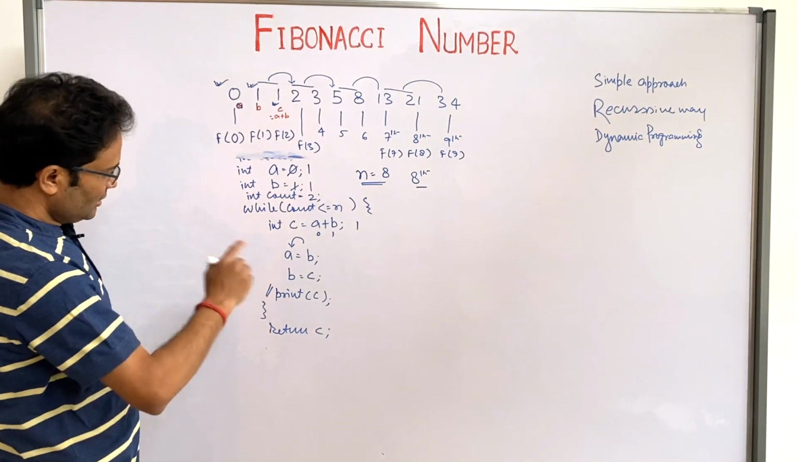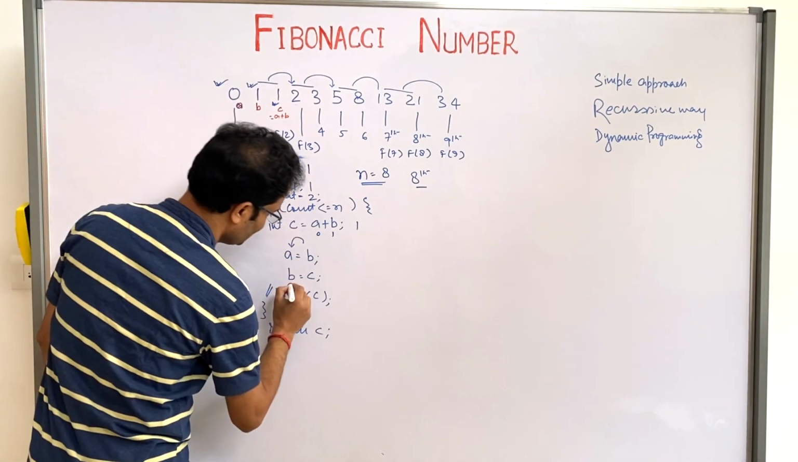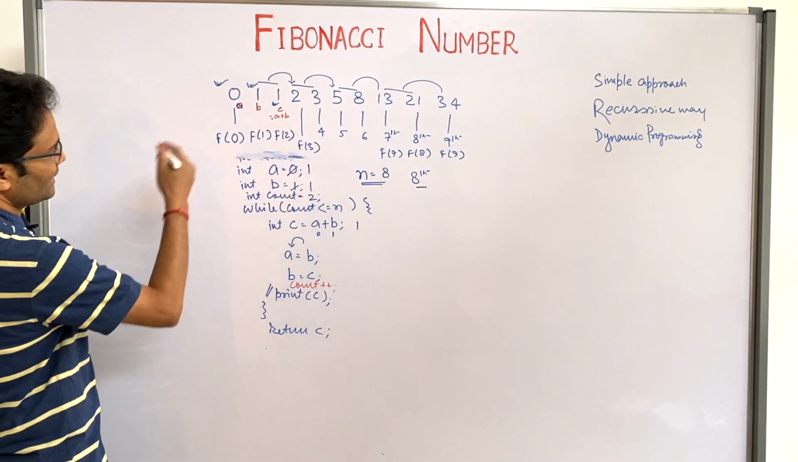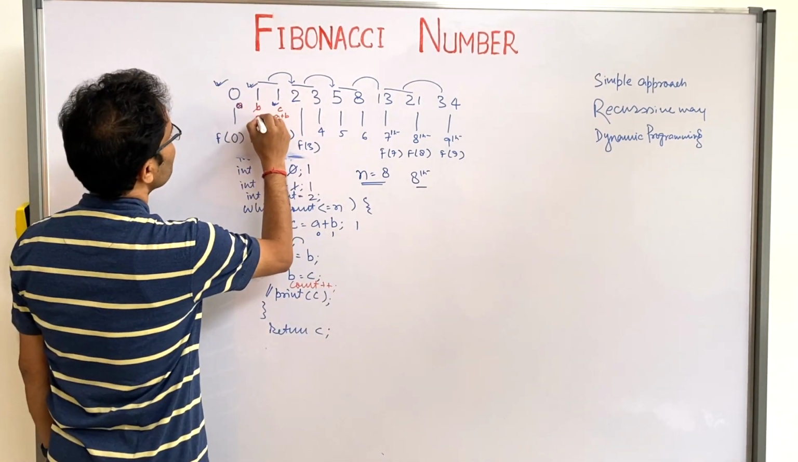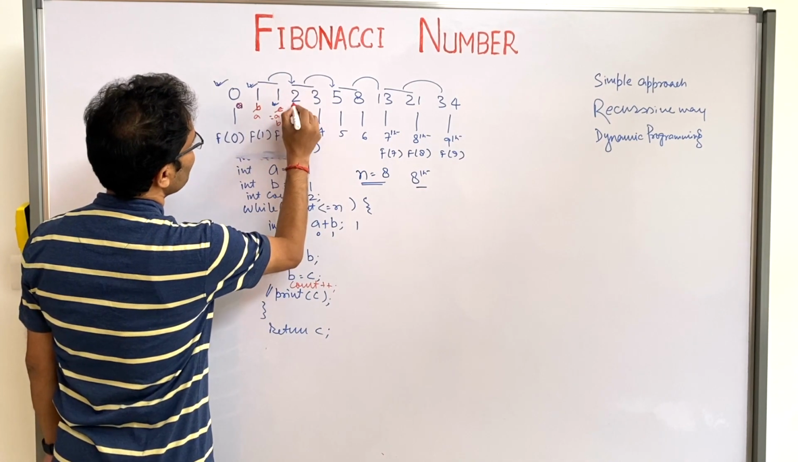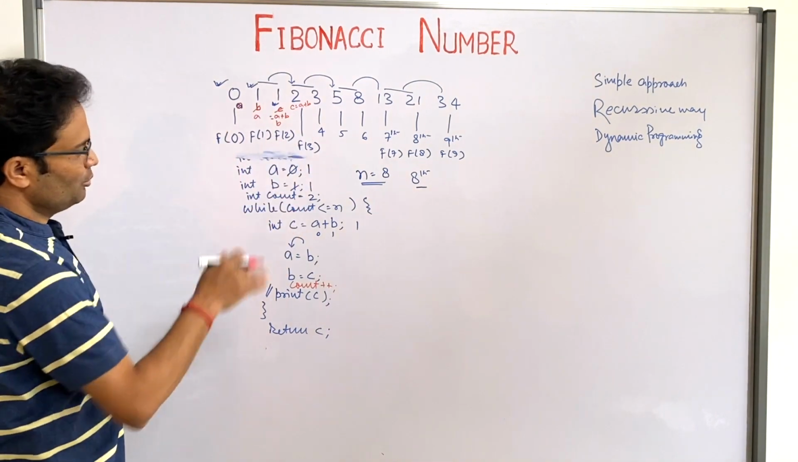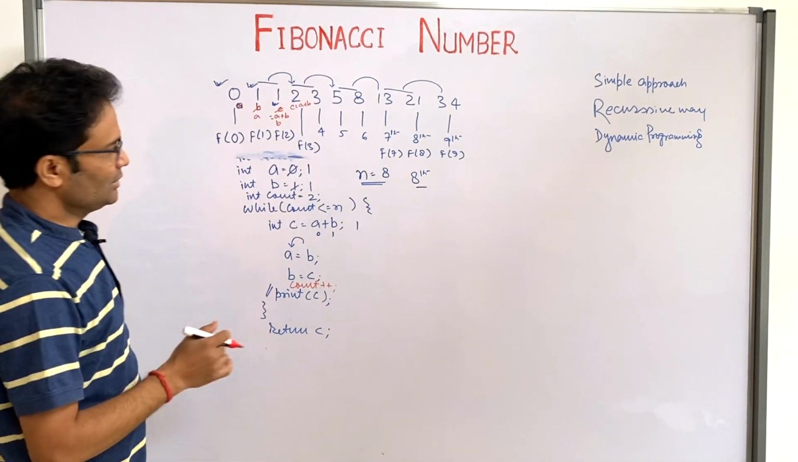Once you get the C, make the counter increment here. So every time you have to make the counter increment. Next time, you make this A, you make this B, again here C is equal to A plus B. So this way you have to move and you will get this number, right? Let me show in the code.